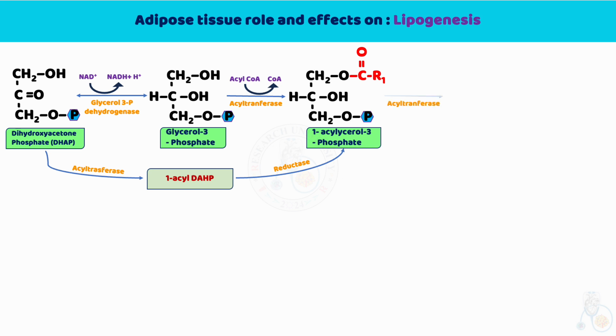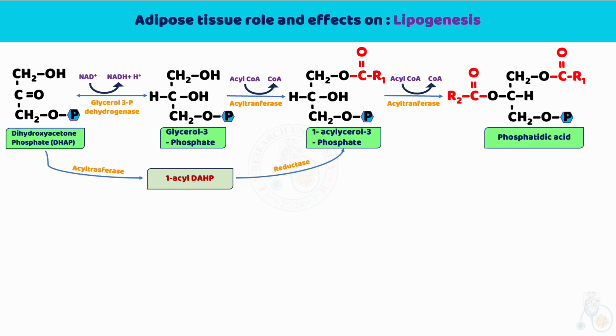Acyltransferase once again takes center stage in the formation of phosphatidic acid. The attachment of the acyl group is a central step that paves the way for subsequent reactions in the synthesis of triglycerides. Here, fatty Acyl-CoA is converted into CoA.